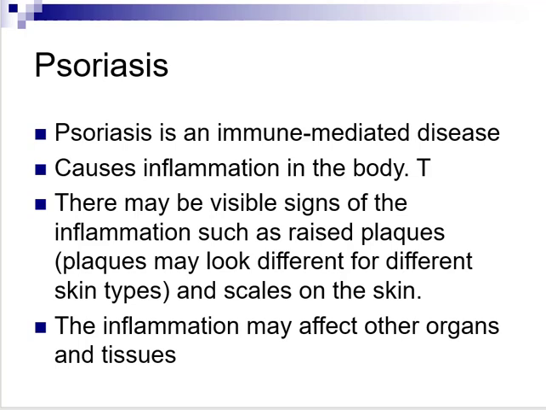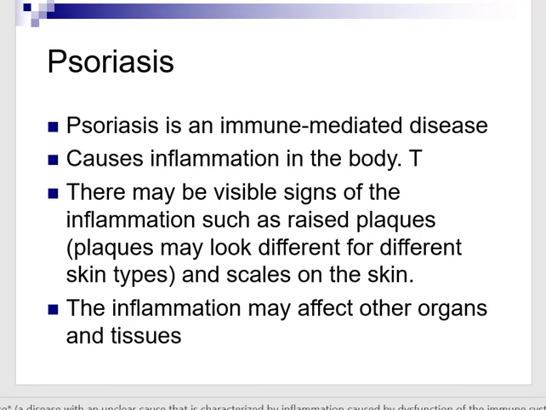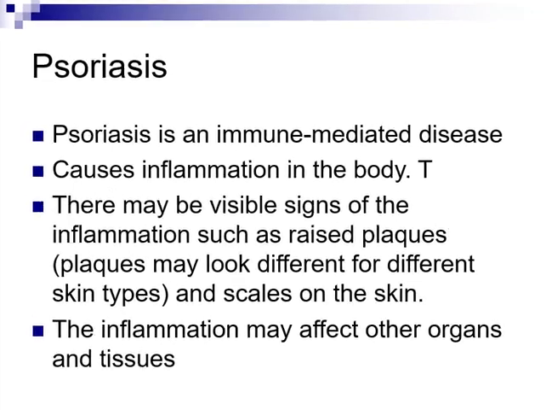And this occurs because of an overactive immune system, which speeds up skin cell growth. So normal skin cells completely grow and shed or fall off in a month. With psoriasis, the skin cells do this only in 3 or 4 days. So instead of shedding, the skin cells keep piling up on the surface of the skin. So this inflammation may also affect other organs and tissues.